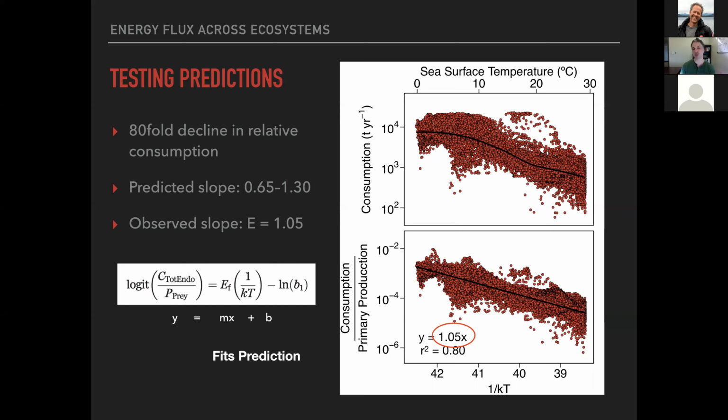The predicted slope of this was between 0.65 and 1.3. I can take my equation and put it into a y-intercept format where the slope tells me the key parameter. 0.65 to 1.3 is the parameter prediction, and the observed was 1.05, so it fit the prediction. It's explaining 80% of the variation in consumption. And what it's showing is that there's an 80-fold increase in how much of the available production you're getting as a mammal. So it's not just the absolute amount of food, it's the proportion you're actually capturing that's changing as food becomes more effectively available. That's my argument: as prey becomes easier to capture.